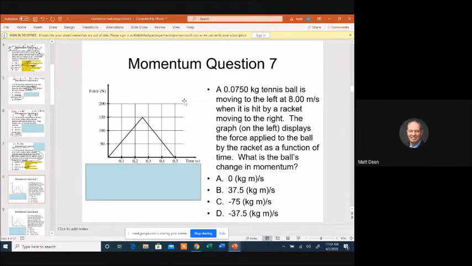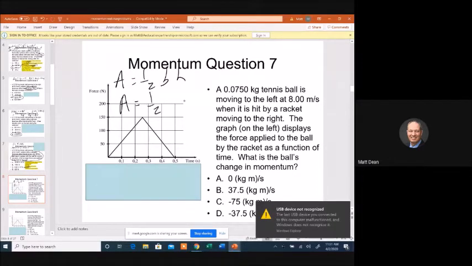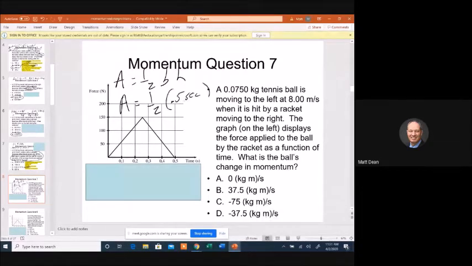So this is another force-time graph. And this is another one of those situations where we need to know that the area under a force-time graph is impulse, which is also equal to change in momentum. So we just need to find the area under the curve. Here we have a triangle, and we know that the area of that triangle is 1/2 base times height. So 1/2, the length of our base is 0.5 seconds, and our height here is 150 newtons.